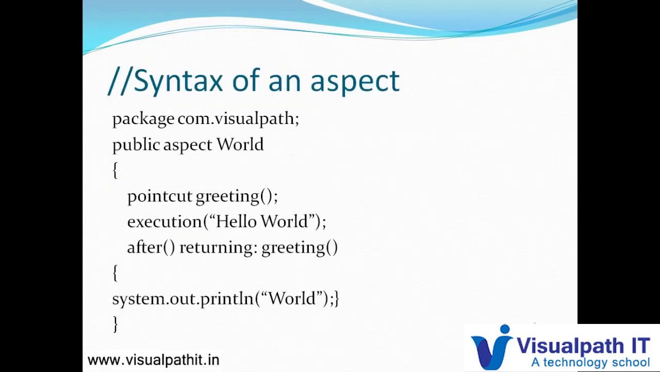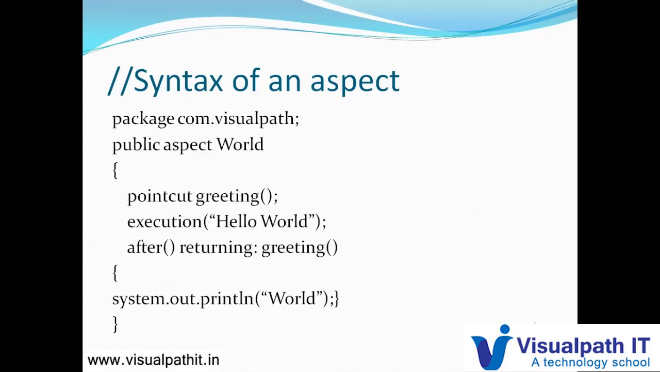So how exactly does it look? Here we can see the syntax of an aspect. In this code snippet we can see the syntax and how the declaration has been done. Here the keyword is aspect, which specifies the declaration of the aspect. Here it also shows the point cut and advice declaration.